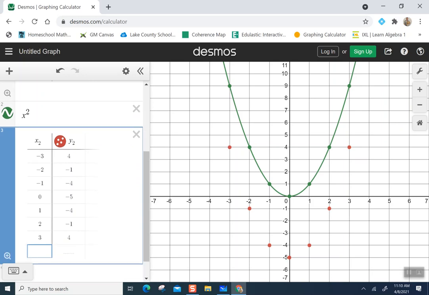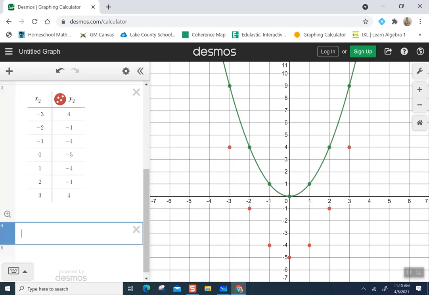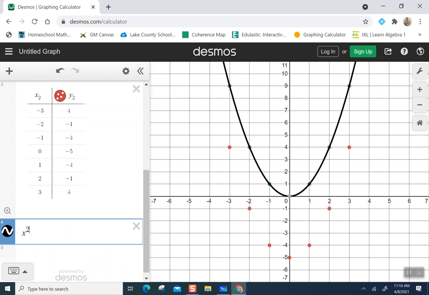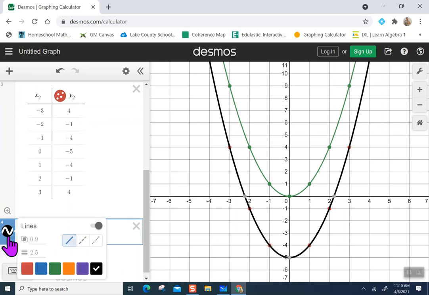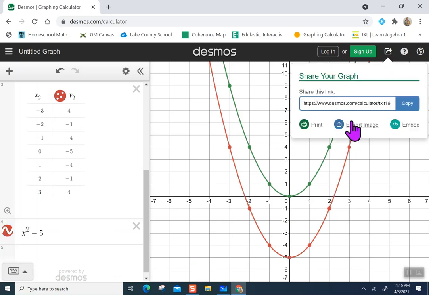Okay, again, the pattern is that's where my line is going to connect. Okay, so let's go get a line and connect it. So this time we did x squared - 5. I'm going to change my color to red because that's the color I'm working with. And copy.